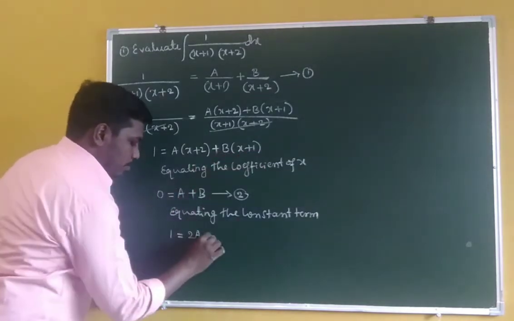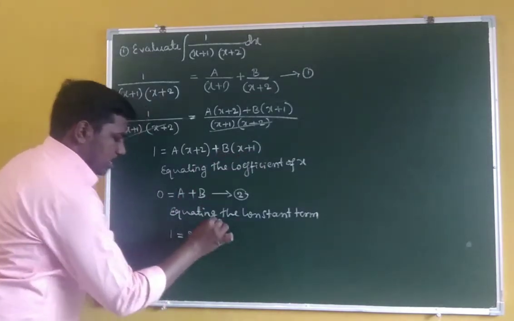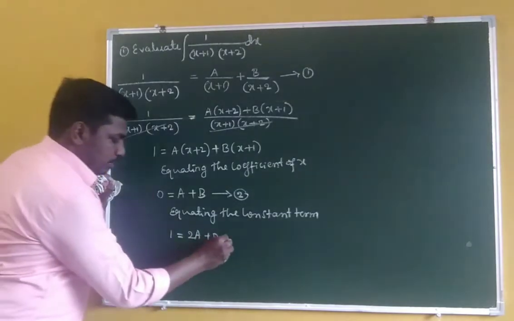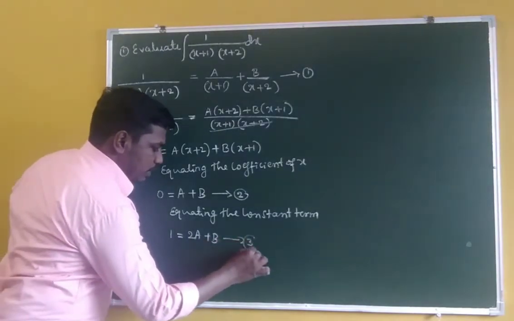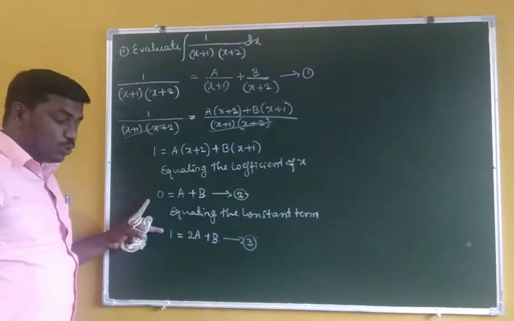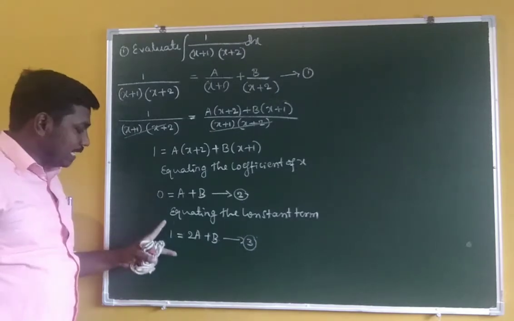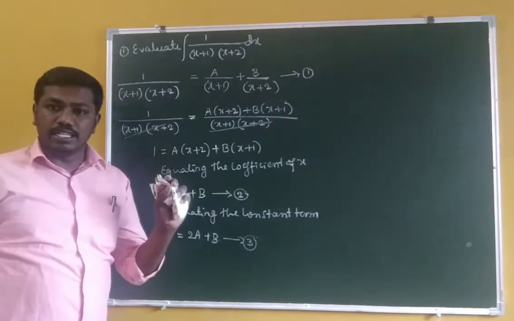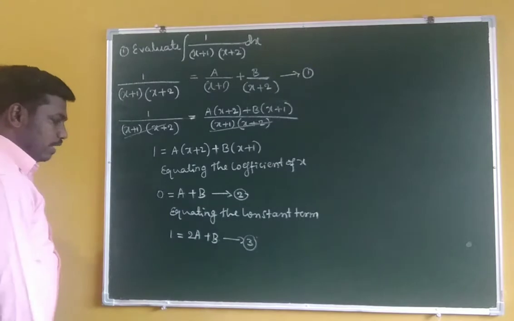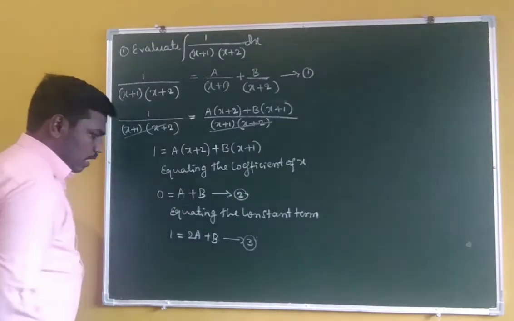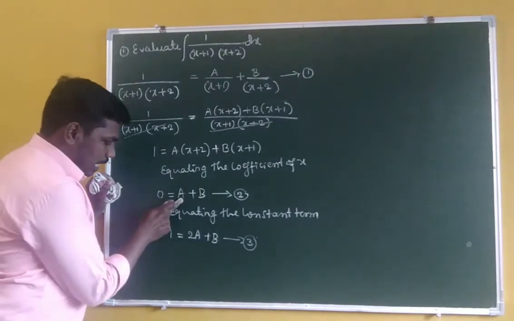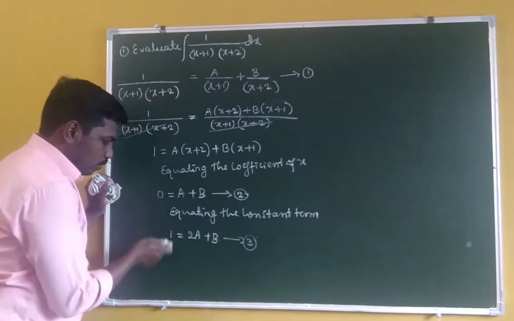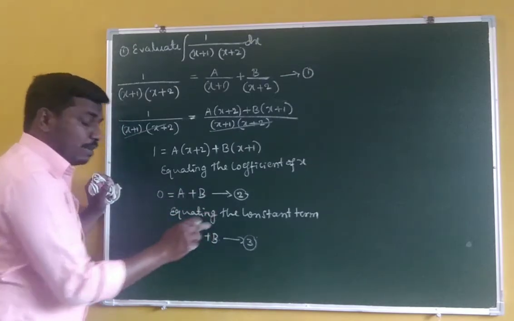Squared as equation 3. So, using equations 2 and 3, we want to calculate the values of A and B. Solving 2 and 3: here A is here, 2A is here, 0 is here, 1 is here. This is called simultaneous equations.